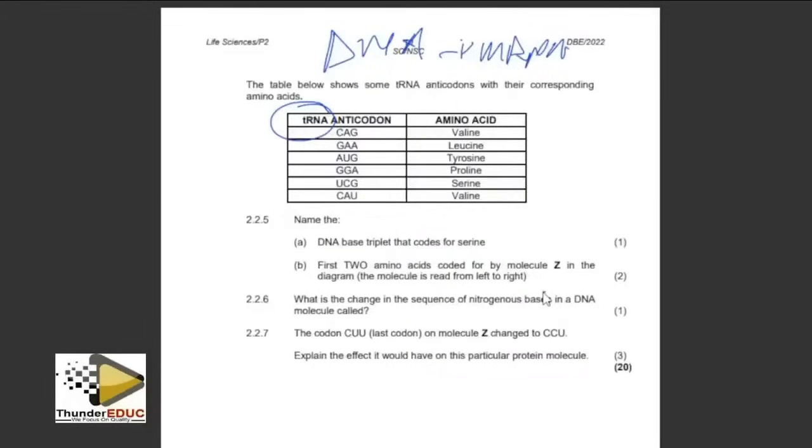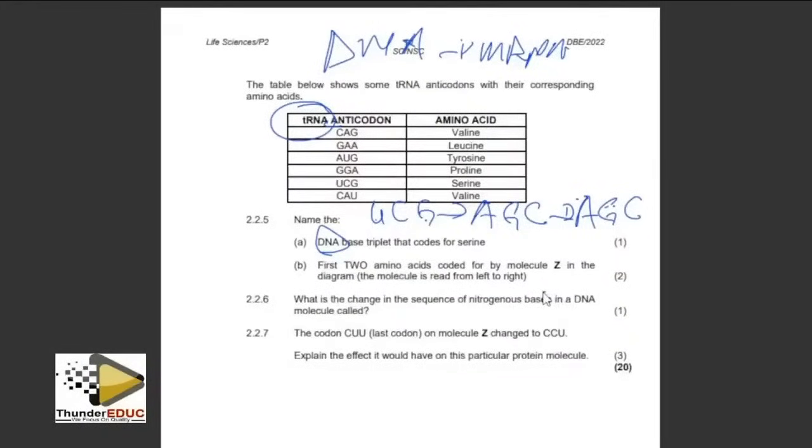So in this case, they are saying name the DNA base triplet code for serine. Now this is transfer RNA. Serine is here, so I'm going to say it is UCG. This is transfer RNA. Convert it to messenger, which is going to be AGC. Then convert it to DNA because they want DNA. How many times do you convert? It depends on what they have given you. So it's going to be G and then C. Are they saying serine? Yes, that's going to be the answer.